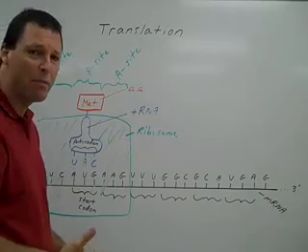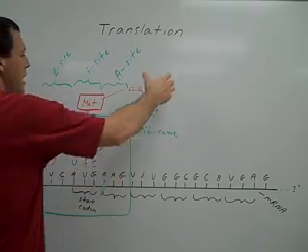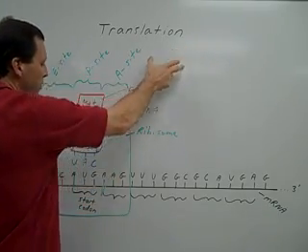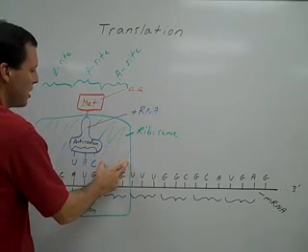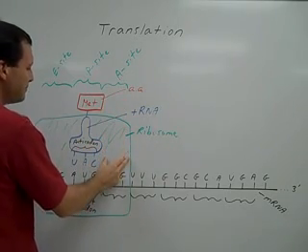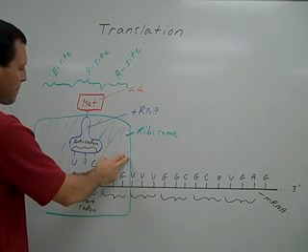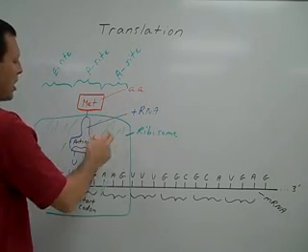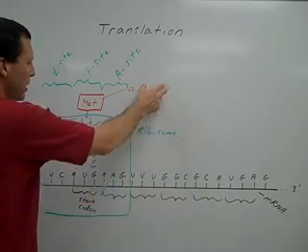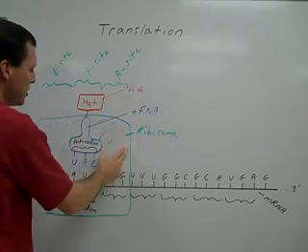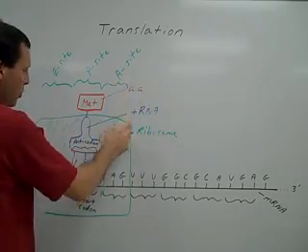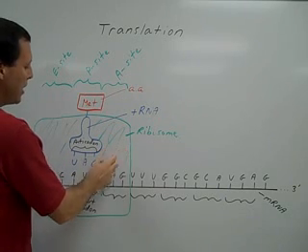The next thing that's going to happen in this process is another transfer RNA with its attached amino acid is going to come in to the A site. And once this happens, we're going to attach our amino acids together. But again, how do I know which amino acid would be attached to the transfer RNA?